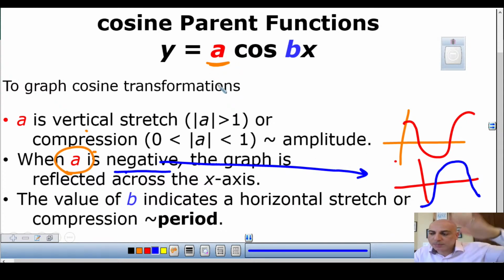Now, what about the B? We talked about the A helping with the amplitude and vertical compression or vertical stretch. What does the B do? Well, the B helps you find the horizontal stretch or compression, which also helps me find the period. If you're compressing the function horizontally, you're going to finish the cycle very fast. Your wave is going to start and finish very fast. And if you're making it wider this way, which is a horizontal stretch, it's going to take longer for the wave to start and finish. So the B does affect the period, and also tells us the horizontal stretch or shrink.